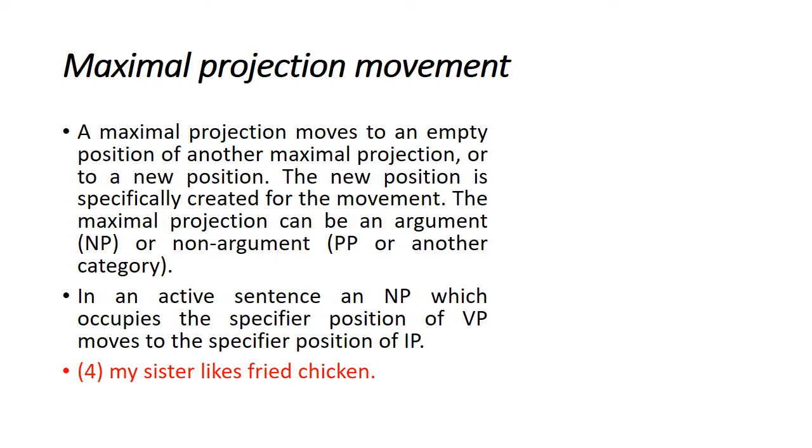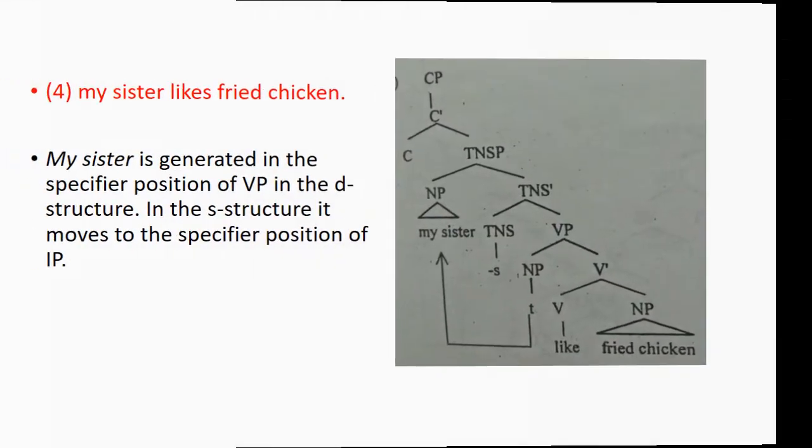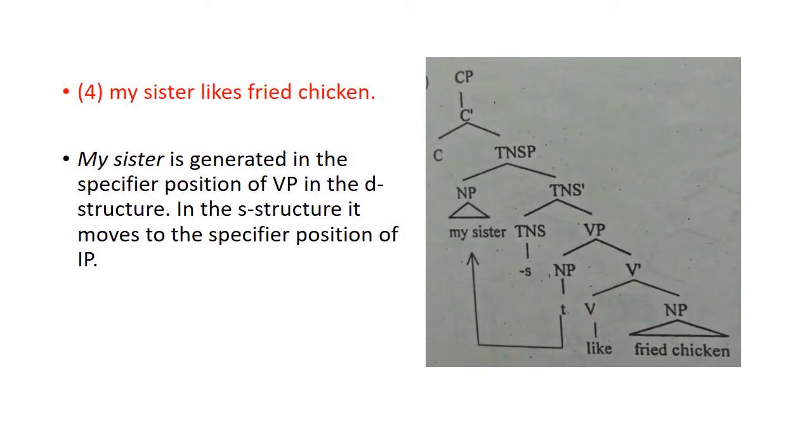Like in number 4, my sister likes fried chicken. In number 4, my sister likes fried chicken. My sister is generated in the specifier position of VP in the D structure. In the S structure, it moves to the specifier position of IP.